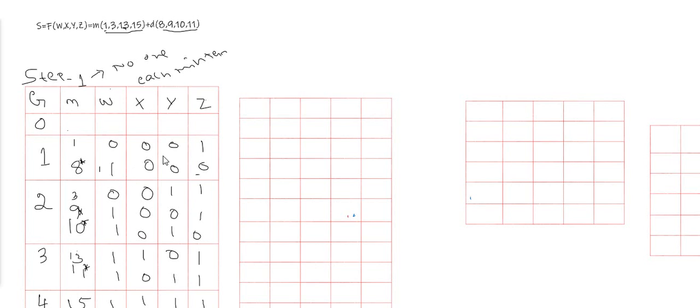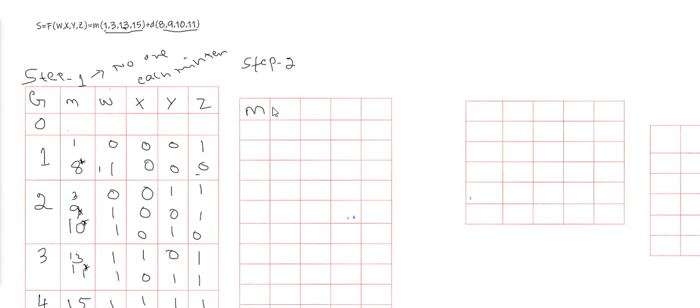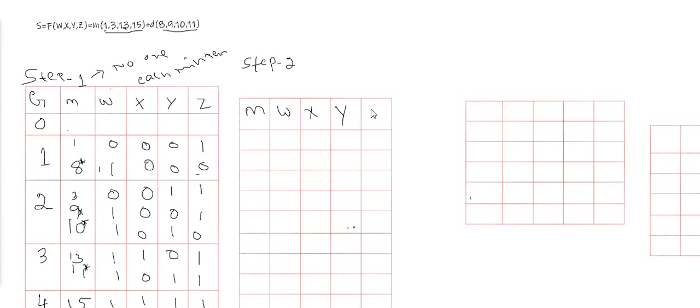Once you are done with step 1, now go to step 2. What does step 2 say? Whatever grouping we did in step 1, we compare adjacent groups such that if only one variable changes between two minterms, that grouping is possible. Else grouping is not possible. Wherever the bit is the same, we keep it, and the changed part we mark with a dash. We have 4 variables W, X, Y, Z.